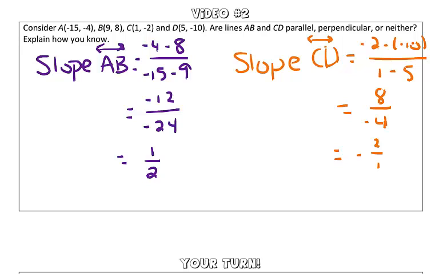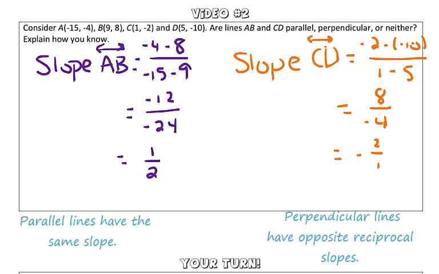So the last step is now comparing these. What we learned prior to this is that if lines have the same slope, they're parallel, and if lines have slopes that are opposite reciprocals, they're perpendicular. If they don't meet either of those qualifications, then they would be neither.